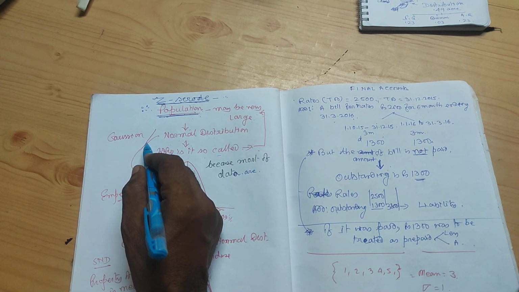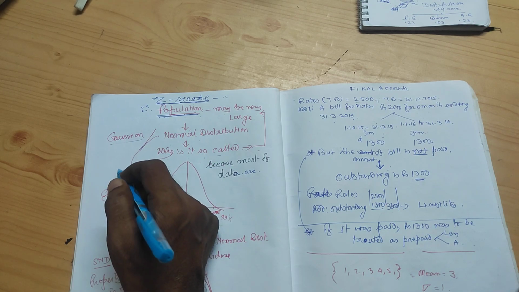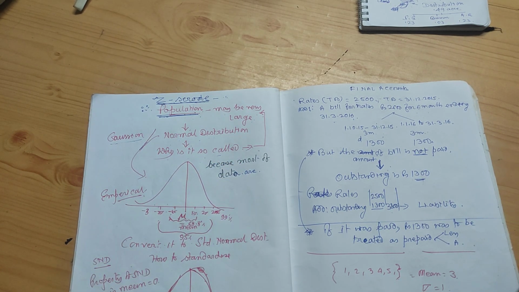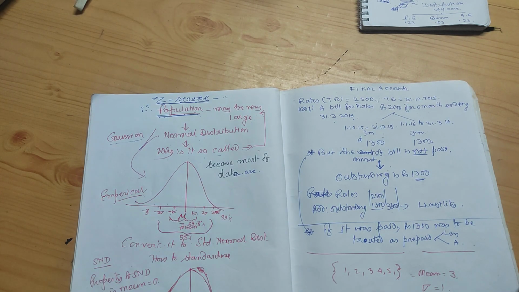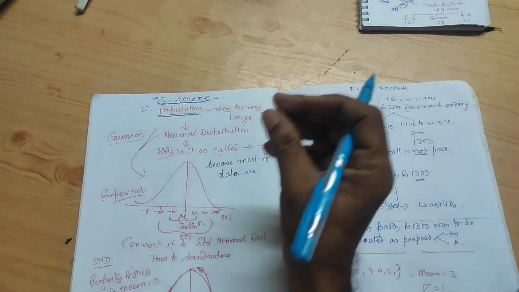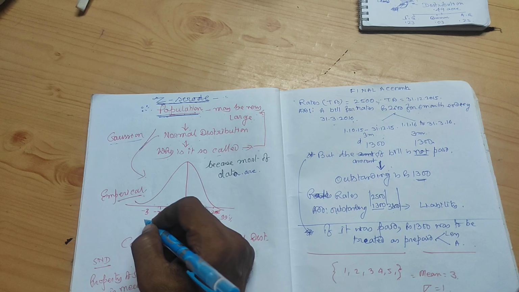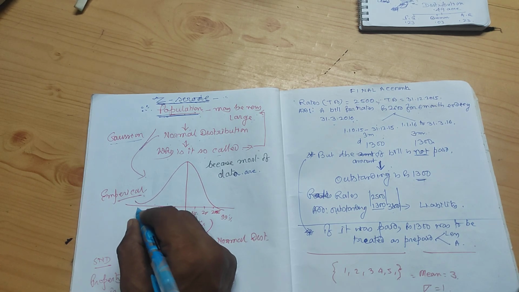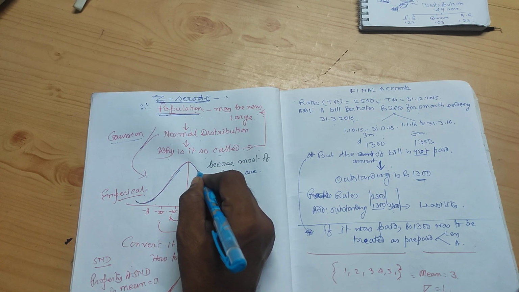Now, normal distribution, another name is Gaussian distribution, as Gauss invented this type of distribution. It is an empirical distribution, we can say, because we have to collect the data from the population. It's raw data we collected for the research purpose.